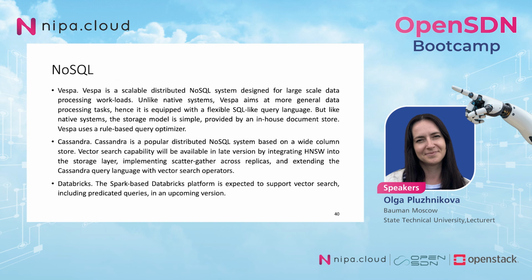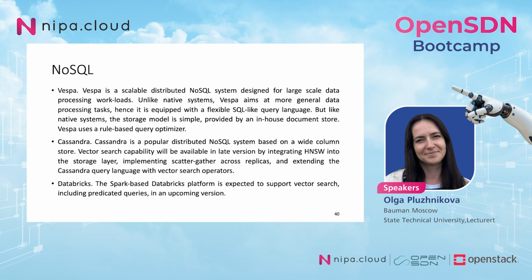Many of the hallmarks of NoSQL systems, such as seamless storage, distributed architecture, and eventual consistency, are present in native systems, making a NoSQL extended vector database much like a native system. And there are a lot of examples of NoSQL systems. Vespa is a scalable distributed NoSQL system designed for large-scale data processing workloads. Vespa aims at more general data processing tasks, hence it is equipped with a flexible SQL-like query language.